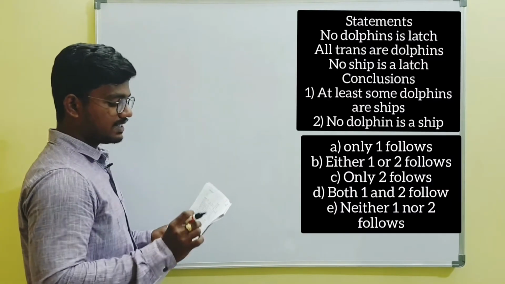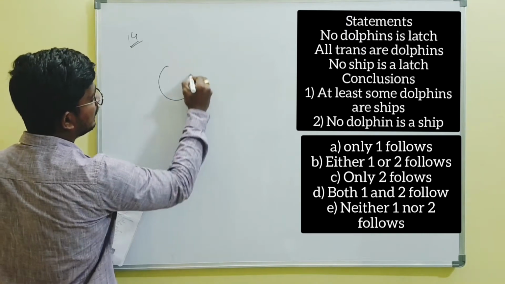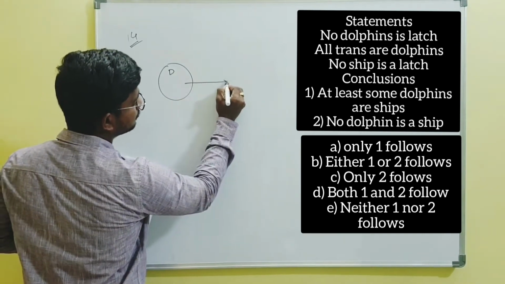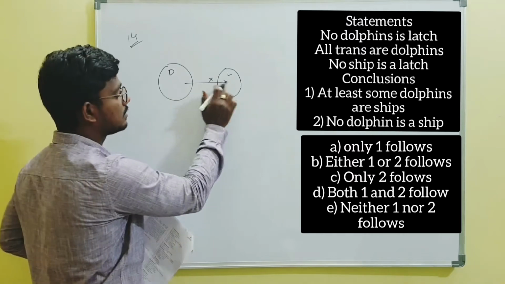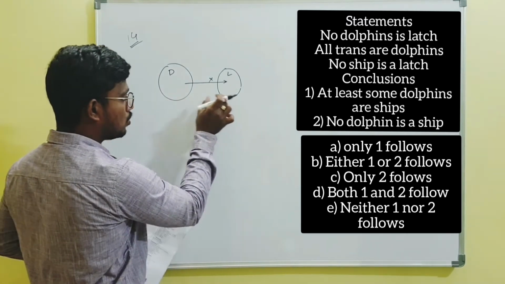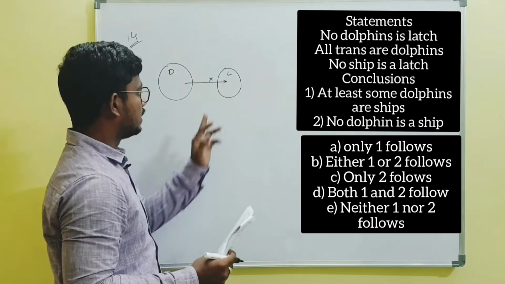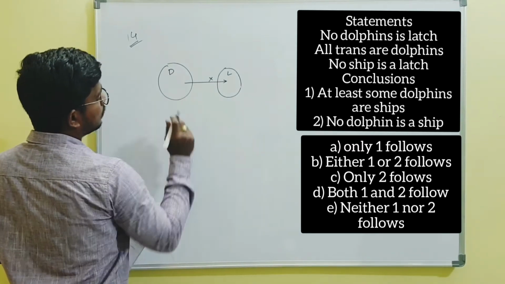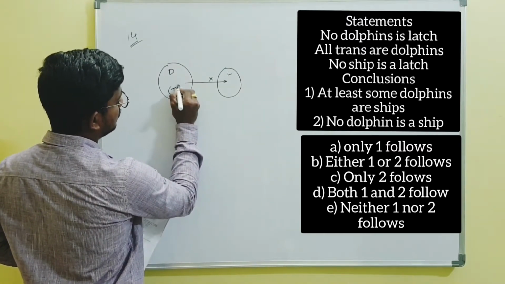The 14th question is: no dolphins is latch. I will take this as the dolphin part, and here it is given that no dolphins is latch. So I am indicating with a cross mark, which means no dolphin is latch. I am pointing the arrow from D to L and indicating X as the symbol. All trans are dolphins. So all trans should be placed inside dolphins.